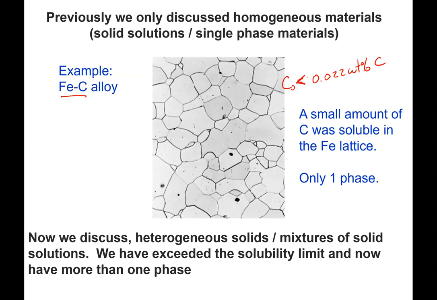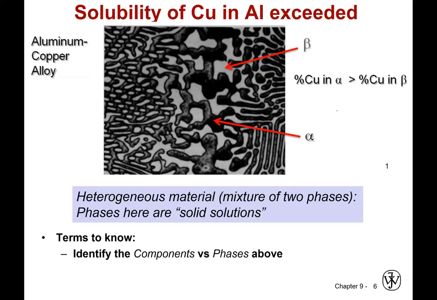So now what we want to do is start looking at heterogeneous mixtures when I've got more than one phase. So I'm going to have at least two phases, two solid phases. All right, so here we're looking at a copper aluminum alloy. And what happens when we exceed the solubility limit of copper in the aluminum? When that happens, we'll get a second phase out. When you have two phases now, one of them is going to be more rich in one component and the other is going to be more rich in the other component.